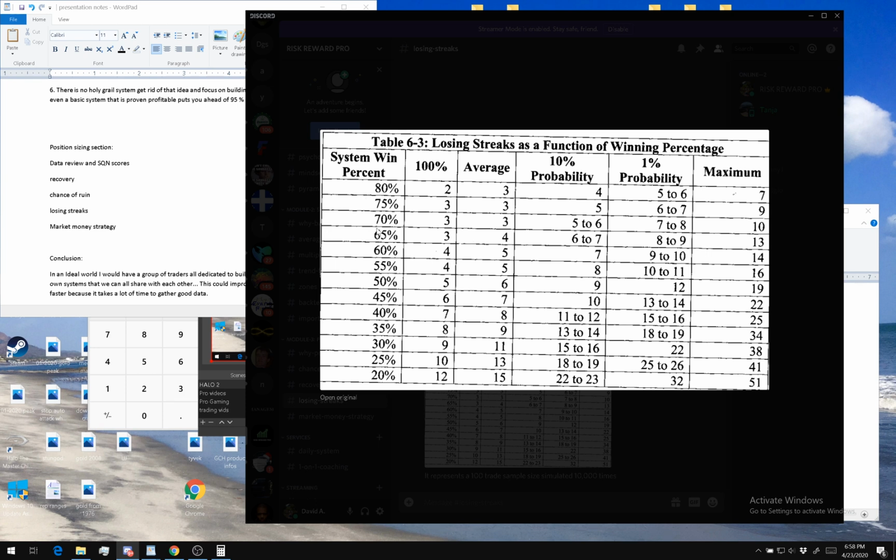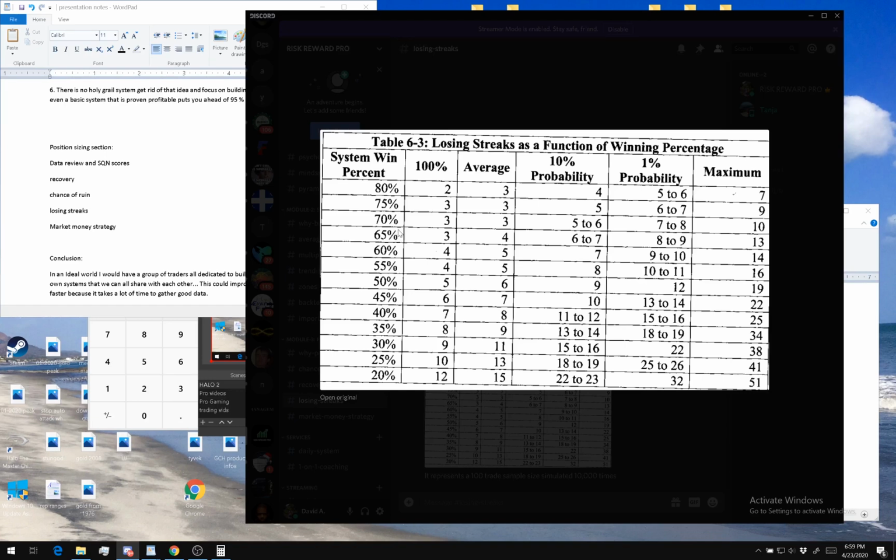And you could also flip this chart around for your average chances of winning. So if we had a 60% win rate, if we go down to this 40% number, you're 100% going to win 7 trades in a row over 100 trades, and your average is going to be 8 trades. So your win streaks should be bigger than your losing streaks.